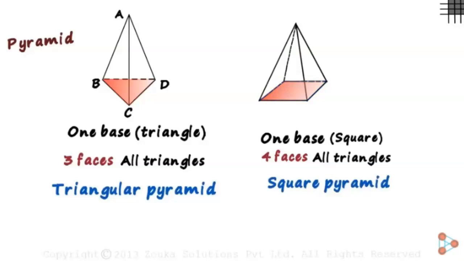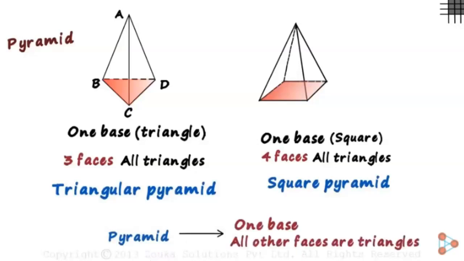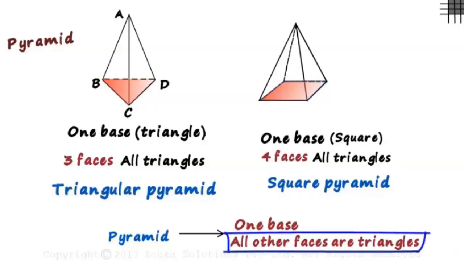So how do we define a pyramid? A pyramid is a shape which has one base and all other faces are triangles. And the type of pyramid is derived from its base. Triangular base, triangular pyramid. And square base, square pyramid. And remember, all other faces have to be triangles.